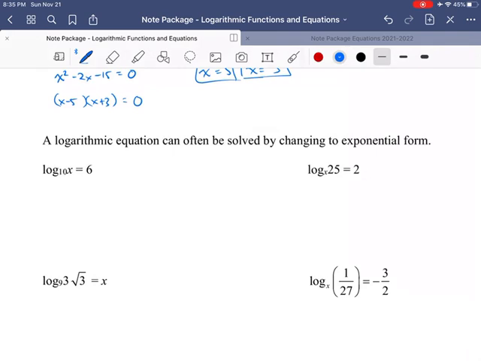A logarithmic equation can often be solved by changing to exponential form. We've done this quite a bit. It's just a little reminder: 10 to the 6 equals x, and we can actually evaluate 10 to the 6, so x is going to equal a million.